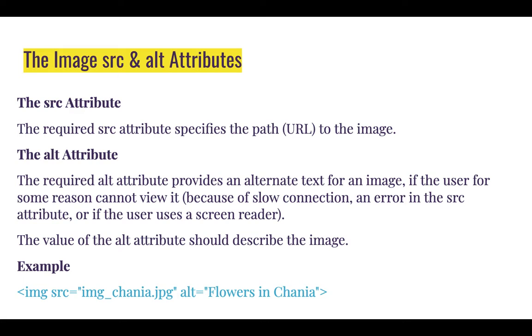So this is what I just explained in the previous slide. The required src attribute specifies the path or URL to the image, and the required alt attribute provides an alternate text for an image. If the user for some reason cannot view the image, maybe because of a slow internet connection or an error in the src attribute, the value of the alt attribute should describe the image.